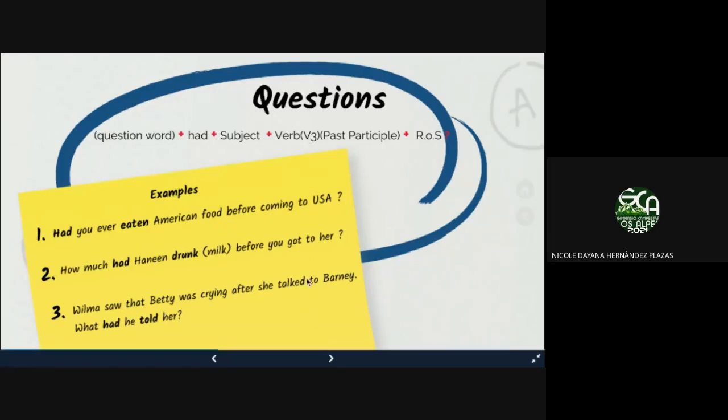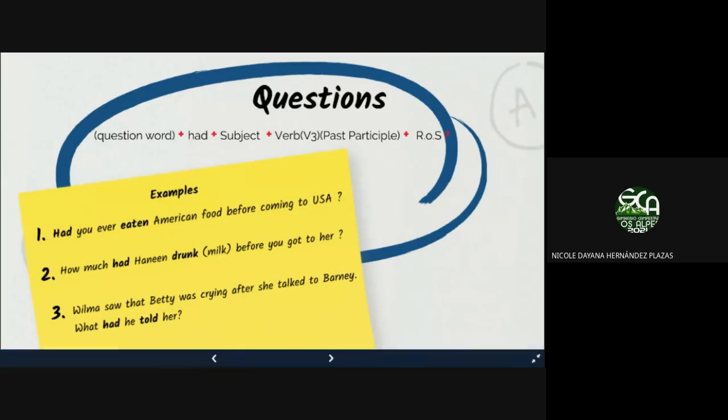Luis Felipe, baby, can you please help me reading these 3 examples? Okay, teacher. Examples. 1. Had you ever eaten American food before coming to USA? 2. How much had Hannah drunk milk before you got to her? 3. Wilma saw that Betty was crying after she talked to Barney. What had he told her?